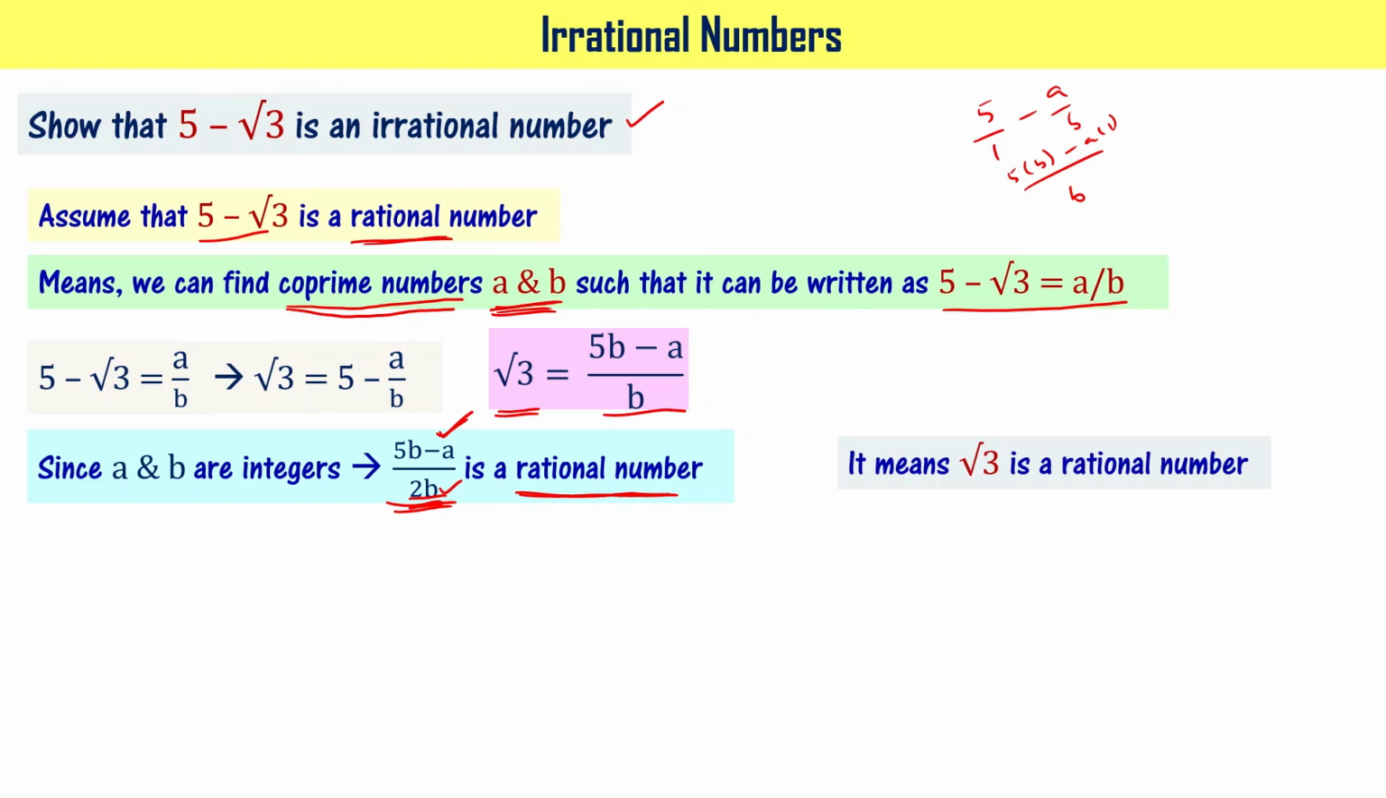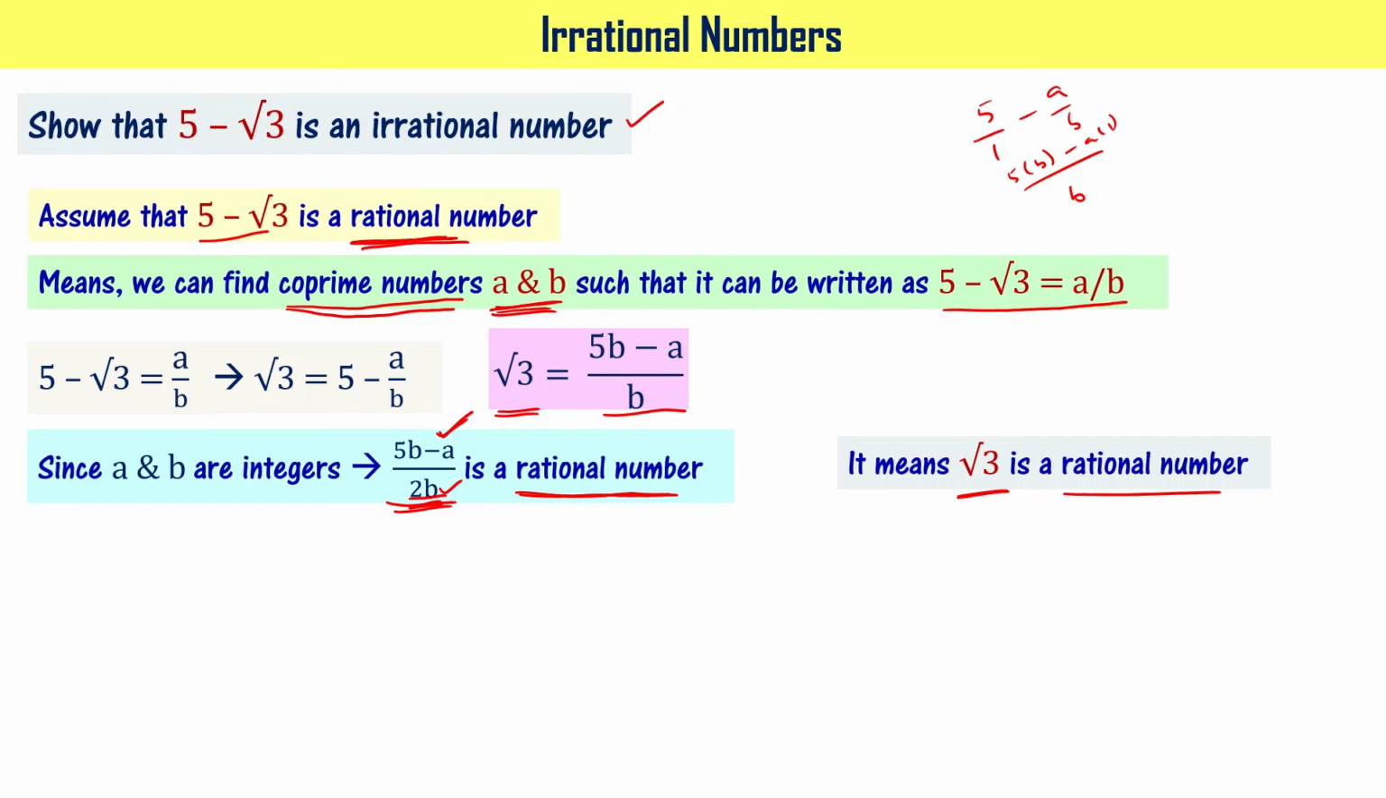But we know that root 3 is an irrational number, because we have seen the decimal expansion of root 3 is 1.732 and so on, a non-terminating and non-repeating decimal, right? For that reason, we said that it is an irrational number. But when you have assumed 5 minus root 3 is a rational number, we are getting root 3 as a rational number. We know that root 3 cannot be a rational number, right? Root 3 is an irrational number. At the same time, it cannot be a rational number, right?